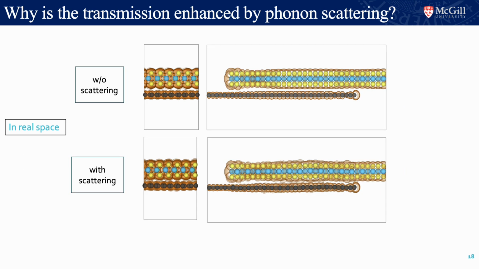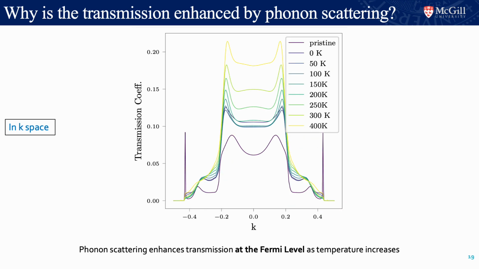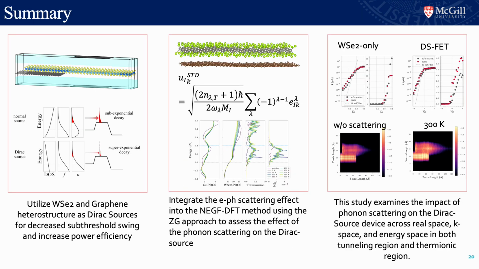So why is the transmission enhanced by phonon scattering in the tunneling region? A potential explanation is that the distortions introduce extra channels between the heterostructures. We could also look from the K-space. We can see phonon scattering enhances transmission at the Fermi level as temperature increases. This result might be related to other views that a scattering effect could change a mismatched transverse momentum, leading to a relaxation in the transverse momentum selection.